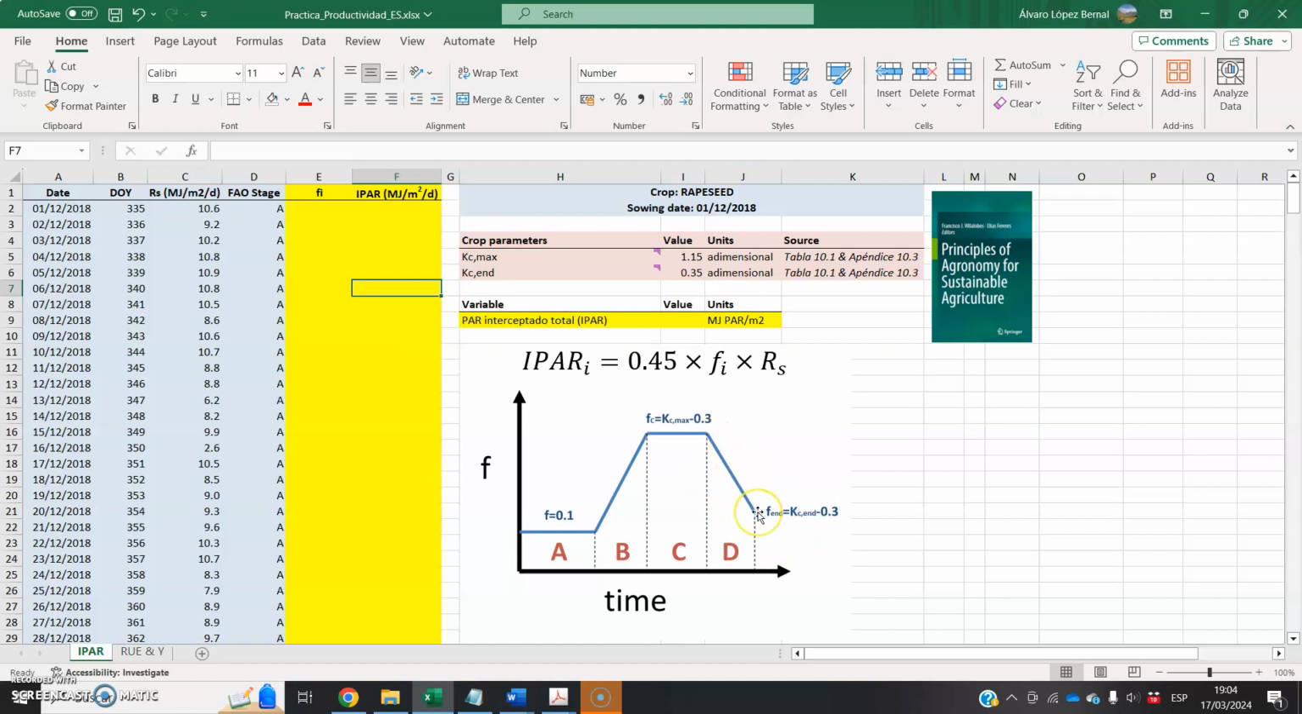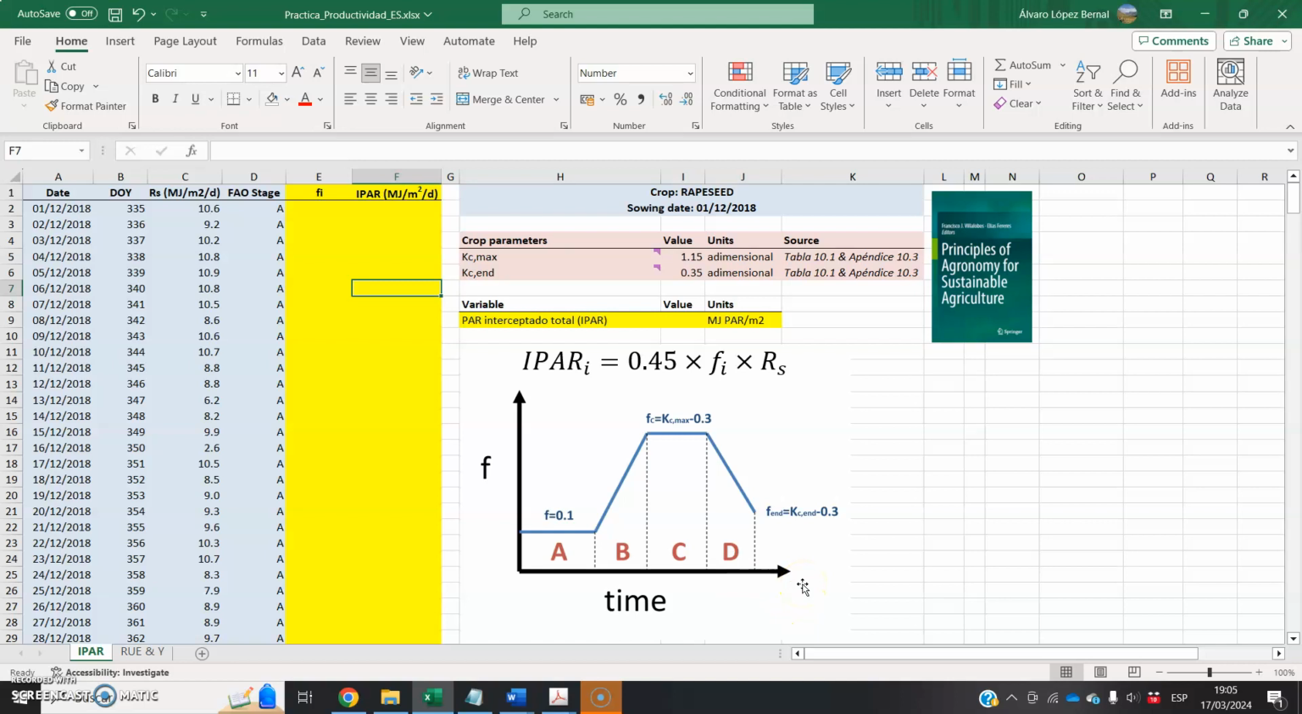This decay in the fraction of intercepted radiation is very coherent with the fact that when senescence starts, the leaves die or age, so they are not contributing to photosynthesis anymore. And that's the reason why this model should consider a decay in stage D, despite the crop may cover the full 100% of the soil.